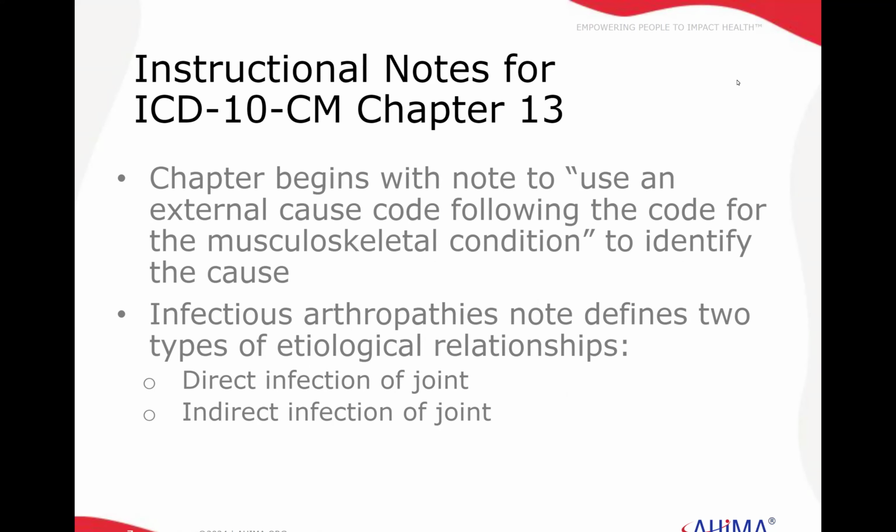You'll see, as noted, a bunch of notes to use an external cause code following the code for the musculoskeletal condition to identify the cause. So in other words, if somebody sustains a femur fracture from a fall, then you're going to use an external cause code to code that. There are some specific arthropathies that have two different types of etiological relationships. In other words, we could have a direct infection of a joint or an indirect infection of the joint.